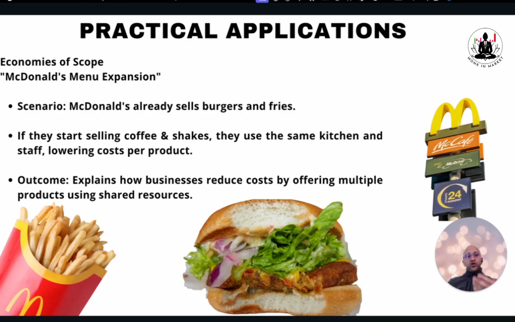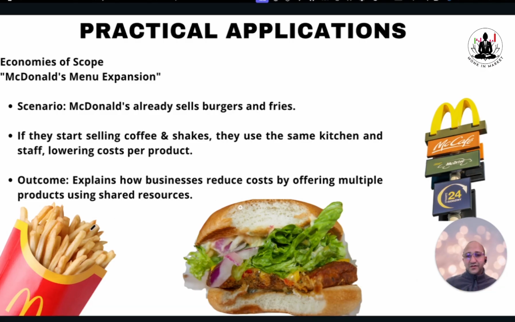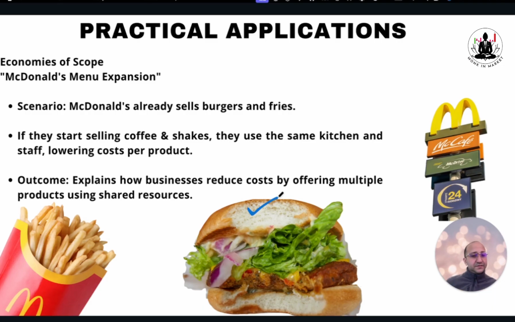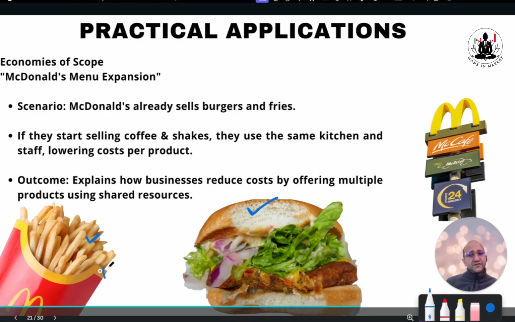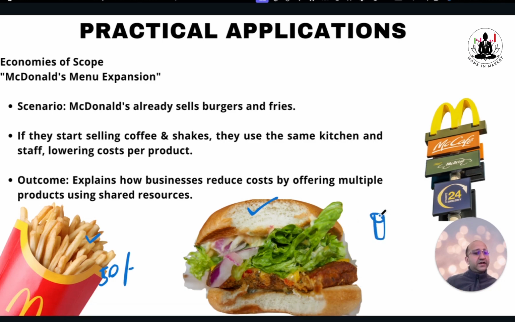Now, economies of scope. Again, McDonald's. Oh, such a lovely and delicious burger. So McDonald's was selling burgers. So they thought, why not add French fries along with it? It could be French fries are selling at just 50 rupees or 20 rupees, right? But this 50 rupees is again additional revenue for the company. They could be selling coffee along with that, lemonade along with that. They could be selling cold drinks along with that.